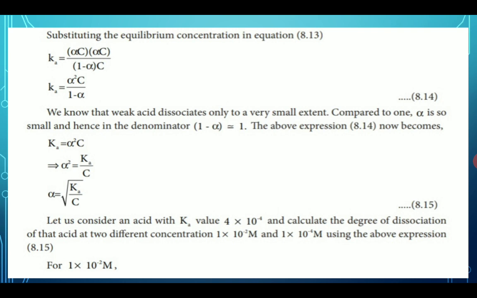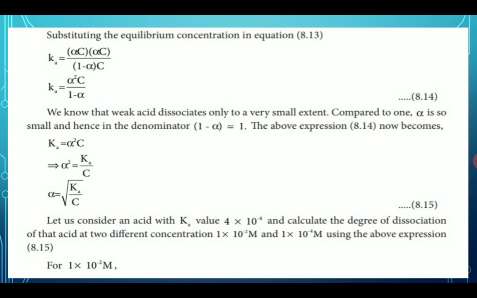We know that weak acid means dissociation only to a very small extent. So dissociation is very negligible, that is, alpha is so small. In the denominator 1 minus alpha, the alpha value is nothing, therefore we can take it as 1. So the formula becomes Ka is equal to alpha square C. From this we can find the dissociation constant. Taking alpha square on the left hand side, you get Ka by C. So what is alpha? Take the square root of Ka by C. So this is another important equation of Ostwald's dilution law.